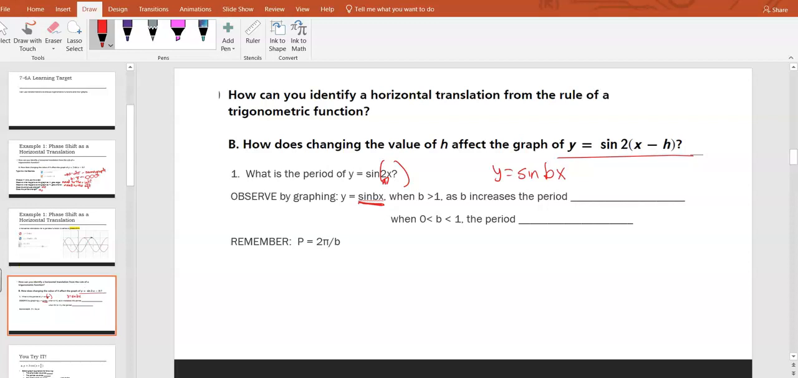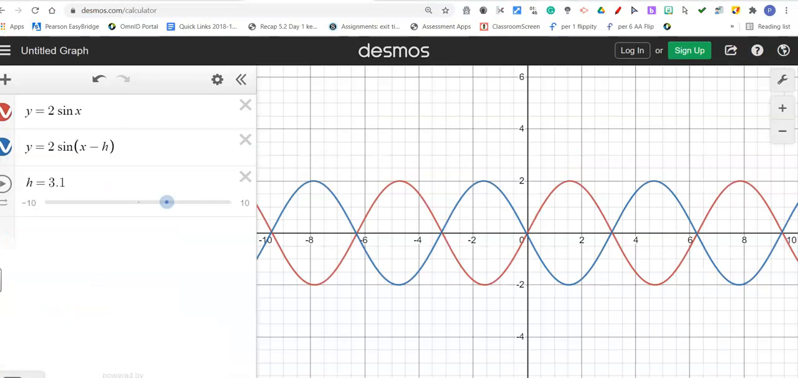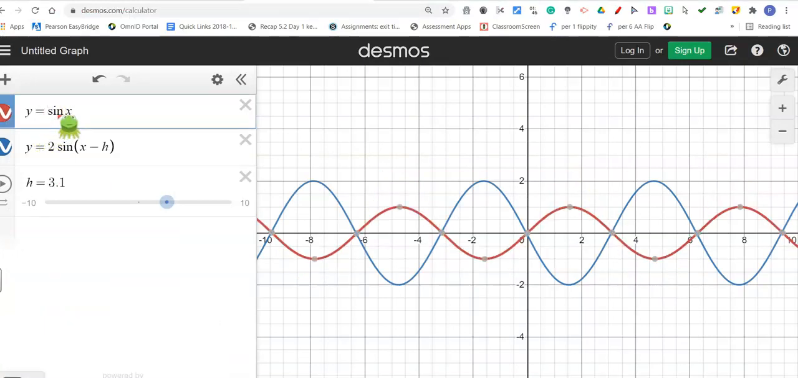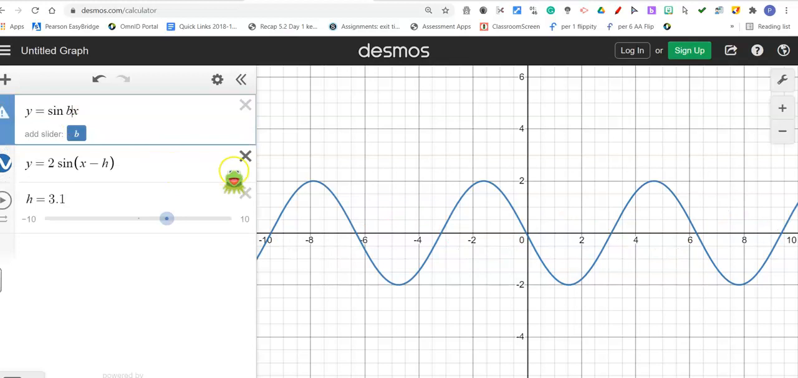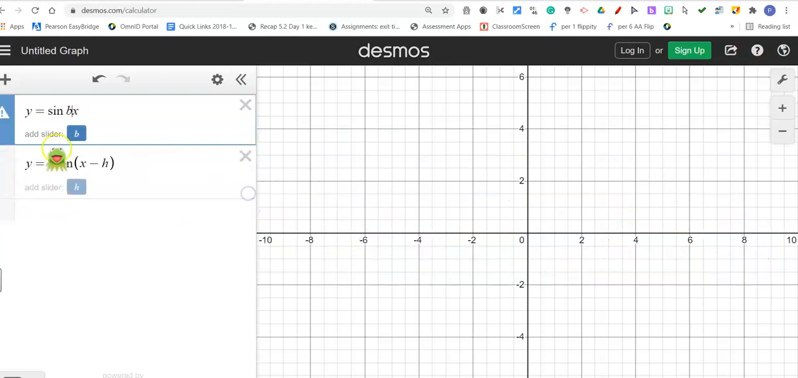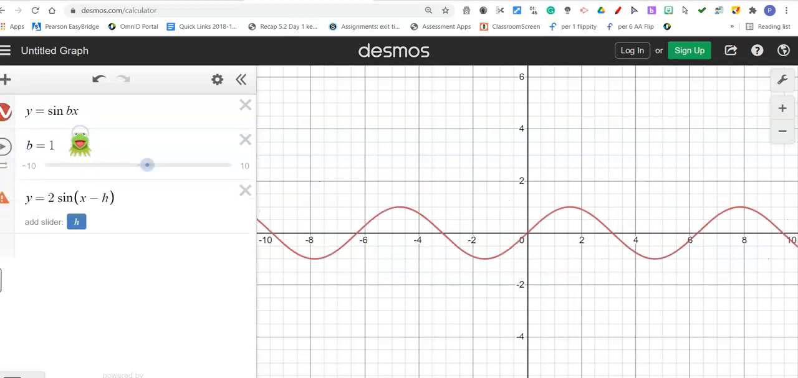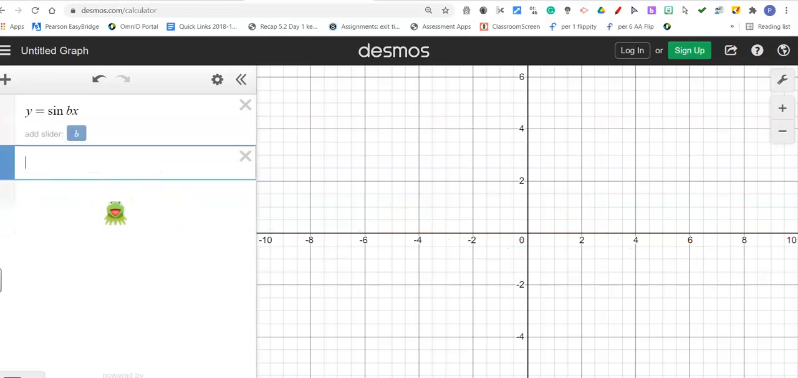Let's look at that again by looking at Desmos. And again, you can do this on the TI, but it's a little simpler in Desmos. I like it because you can see the equation and you can see the graph at the same time. And you can have this slider, which you can't do easily on the TI. There we go. So why don't we just make this one the sine of x so you can see.